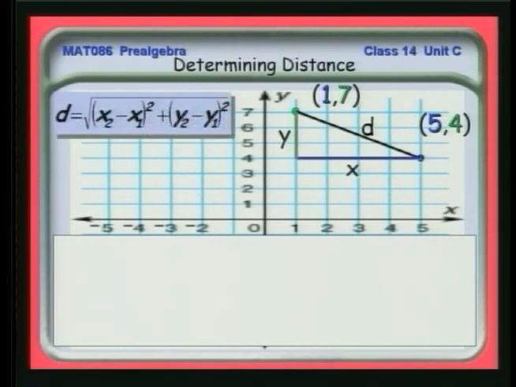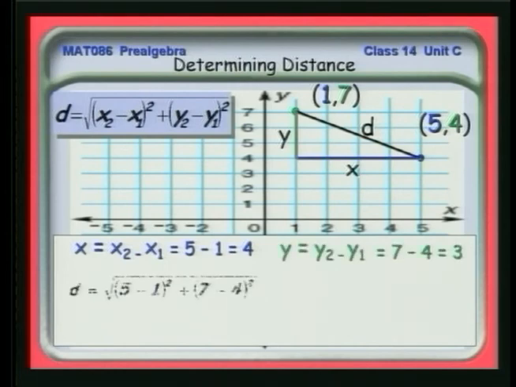Here's what we're going to do. We see that the difference in the x is x2 minus x1, in this case 5 minus 1, and similarly y2 minus y1, 7 minus 4, we need to square those. Here's how we do it. The first thing we do is determine what the x distance is. Then we determine what the y distance is. Then we apply the Pythagorean theorem this way.